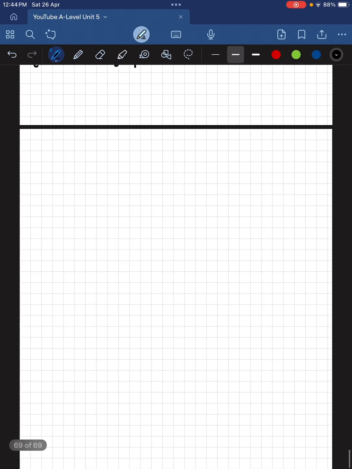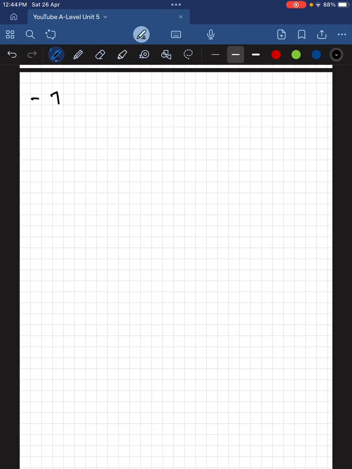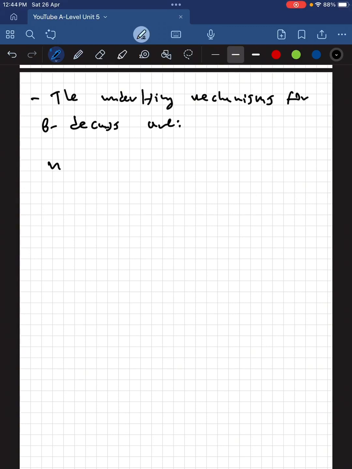The underlying mechanism for beta decay is, for trivia, but it's good to know. Actually, the underlying mechanisms for beta decays are the decay of the neutron, which releases an electron, right? And the decay of the proton.